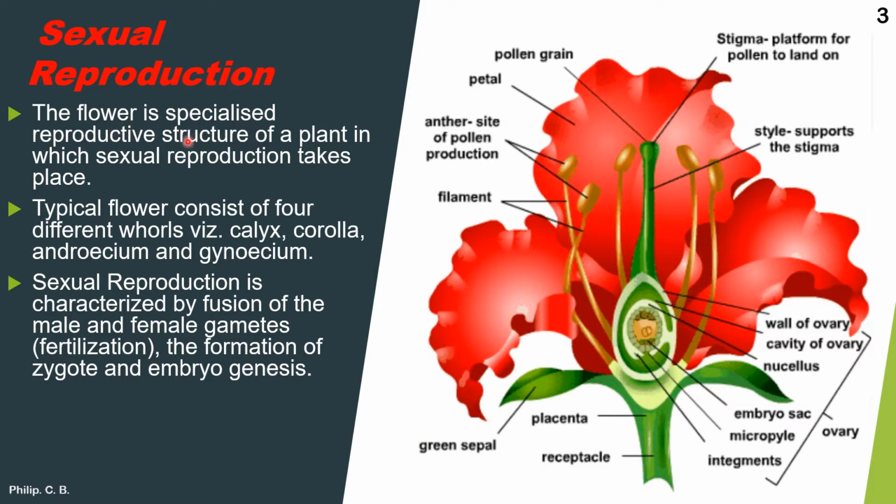Now the introduction points. The flower is a specialized reproductive structure of a plant in which sexual reproduction takes place. So as we know, the flower has the androecium and the gynoecium, the male and the female parts where the reproduction takes place. Second point, a typical flower consists of four different whorls: calyx, corolla, androecium, gynoecium. That is the four parts. Third, sexual reproduction is characterized by fusion of male and female gametes, that is fertilization. So when fertilization occurs, the formation of zygote takes place, followed by embryogenesis, that is the formation of the embryo.